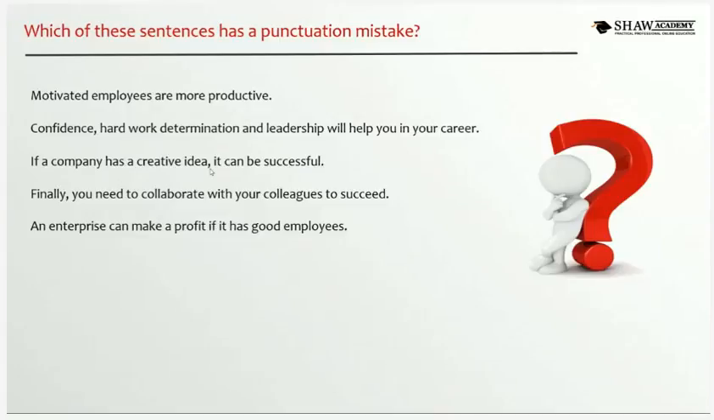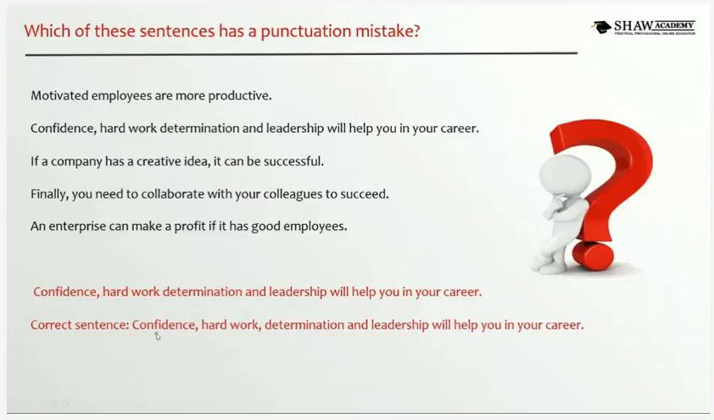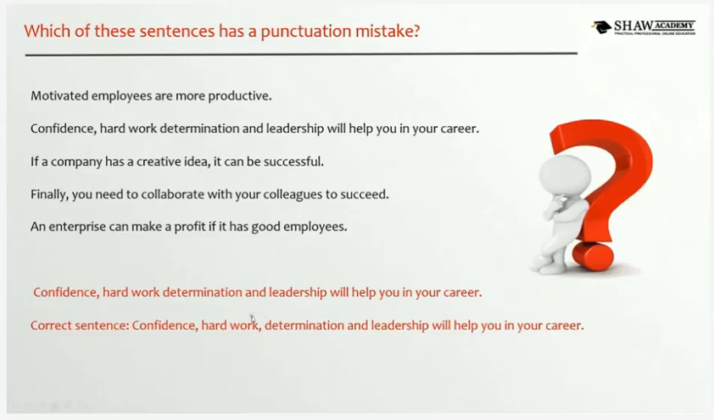Exactly. So yeah, guys, number 2. So this one, confidence, hard work, determination, and leadership. So what is missing, guys, in that sentence? What is missing? Yes, the comma between hard work and determination. Very good. So the correct sentence: confidence, comma, hard work, comma, determination, and leadership will help you in your career. So the comma, of course, is separating a list of characteristics here.